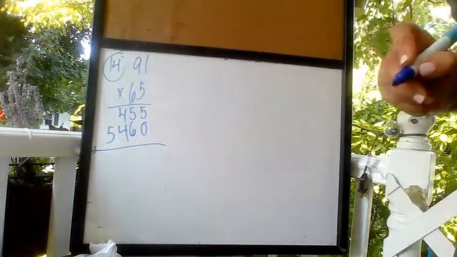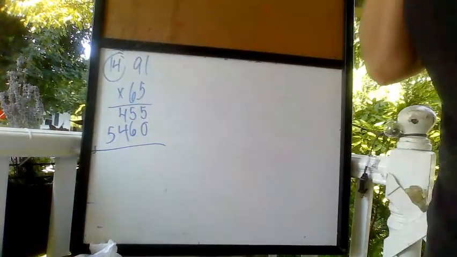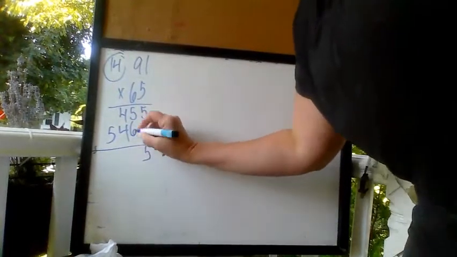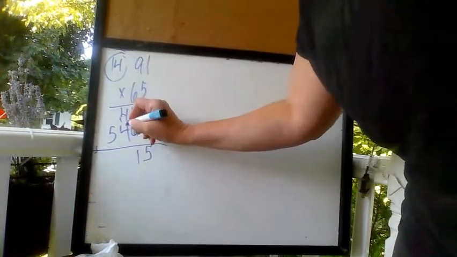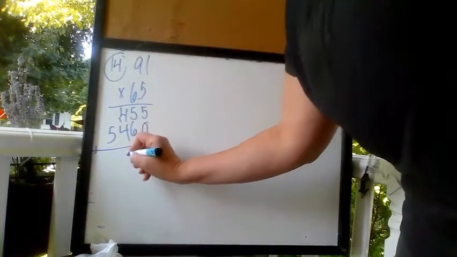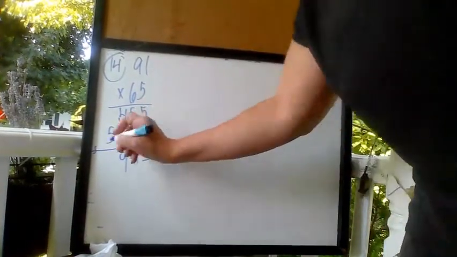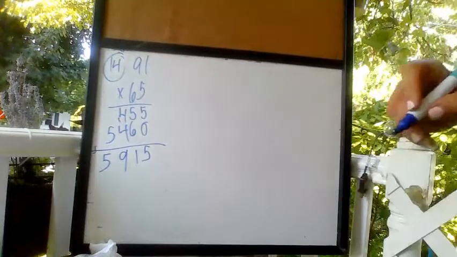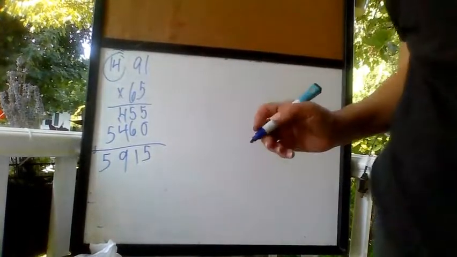And then we add these together. That's 5. 6 plus 5 is 11. 4 plus 4 is 8, plus 1 is 9. And then 5 plus 0 is 5. So the answer to 14 is 5,915.